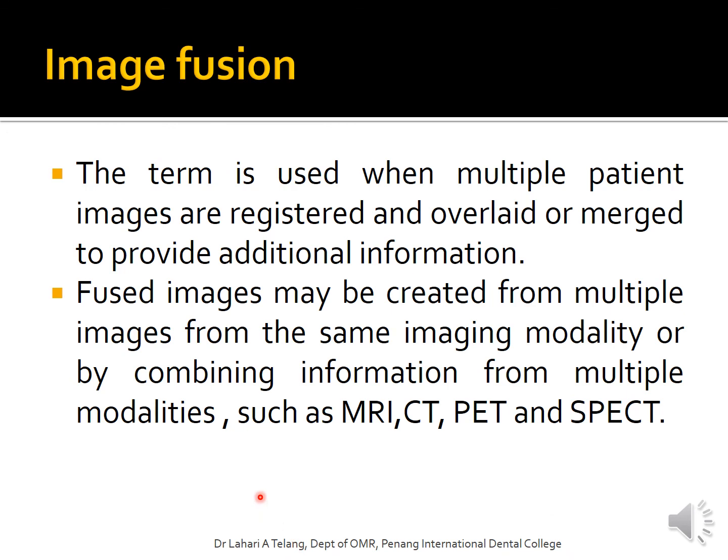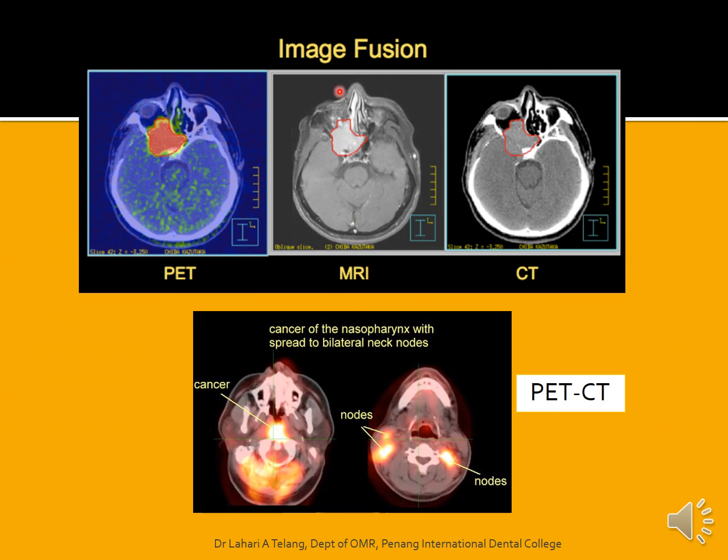To end, I would just like to introduce the term image fusion. This is the term used when multiple patient images are registered and overlaid or merged to provide additional information. Fused images may be created from multiple images from the same imaging modality, or by combining information from multiple modalities such as MRI, CT, PET, and SPECT. For example, this is a fusion image where they have merged the images of a PET, MRI, and CT to get much more detailed information of the tumor, the spread of the tumor, and the extent of the tumor.